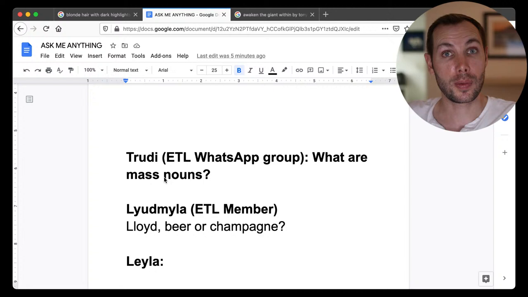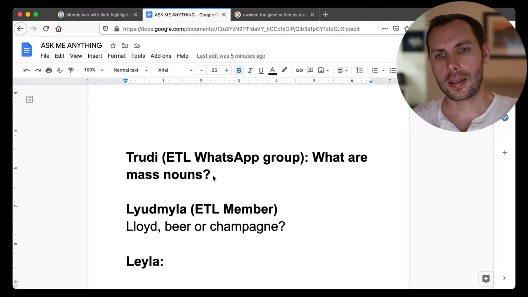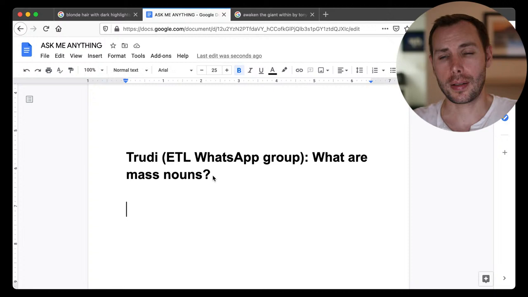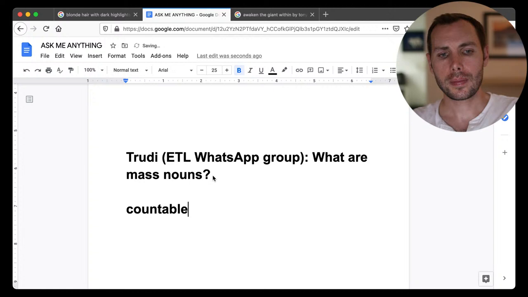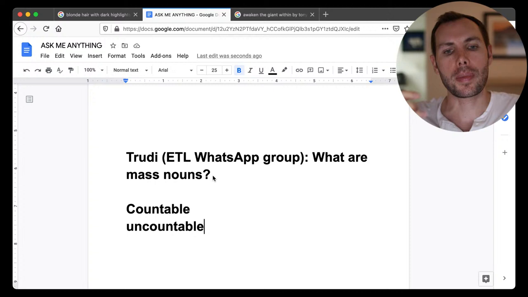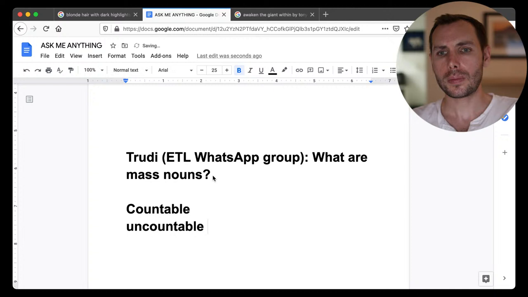So, mass nouns. This is the basic thing you need to remember. When it comes to nouns, there are two main categories, okay? These are, and I'm sure you know this already, countable and uncountable. There are different categories of nouns, but when we are counting them or talking about the amount of something, we have countable and uncountable nouns. Now, to keep it simple, uncountable nouns are also known as mass nouns.